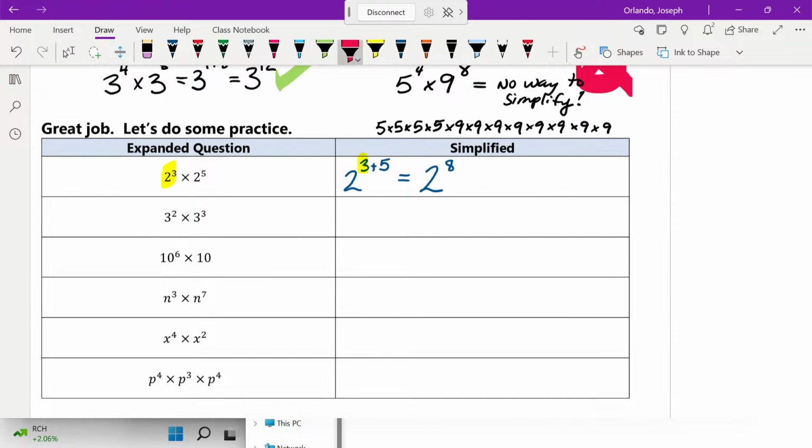Probably shouldn't use a big red highlighter there. Be a little aggressive.